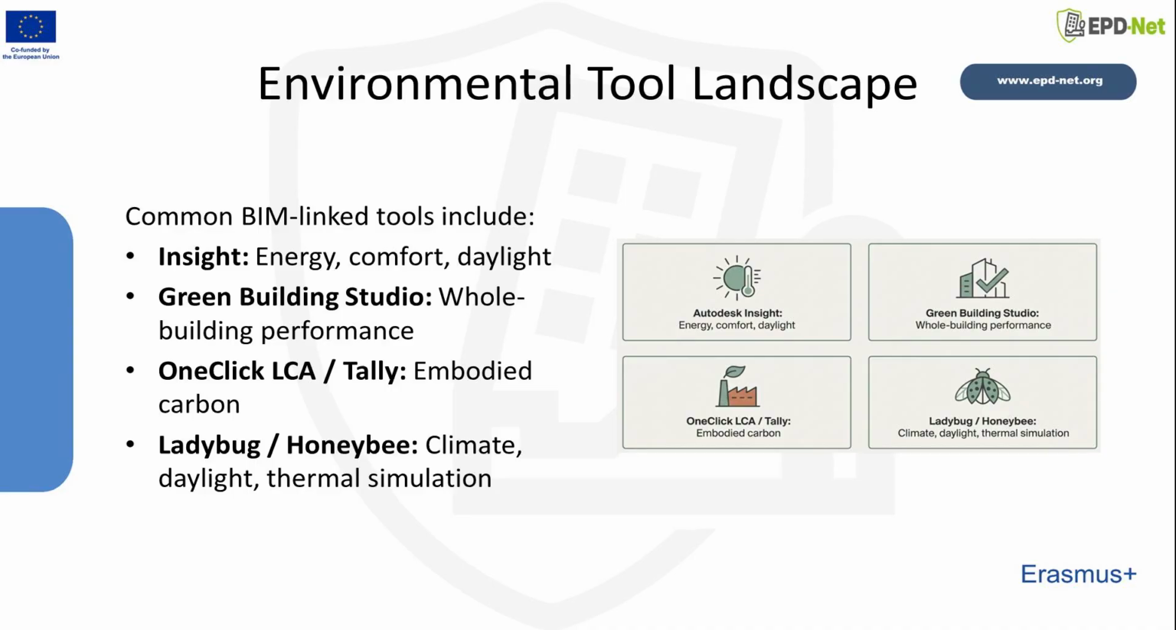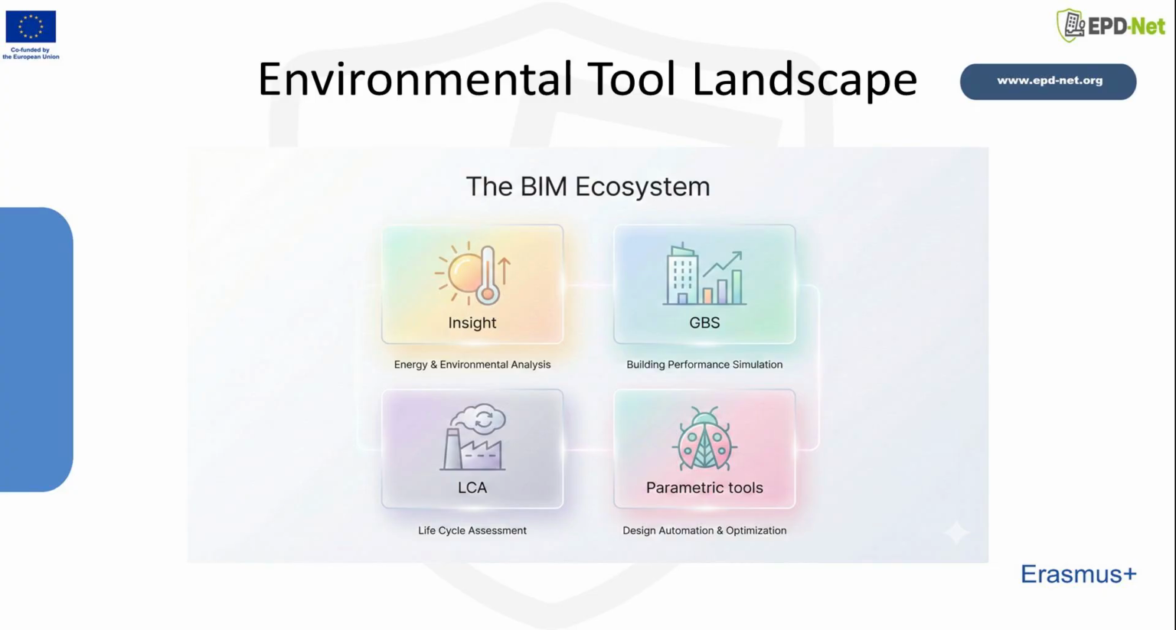The ecosystem of environmental tools connected to BIM covers a wide range of performance categories. Autodesk Insight and Green Building Studio support early-stage and whole building energy analysis. One-Click LCA and Tally provide material-specific embodied carbon assessments directly linked to BIM element quantities. The Ladybug/Honeybee suite offers parametric climate-based analyses, including radiation, daylight, thermal comfort, and environmental optimization. Together, these tools represent a comprehensive digital workflow that supports decision-making across scales, from individual components to entire districts.